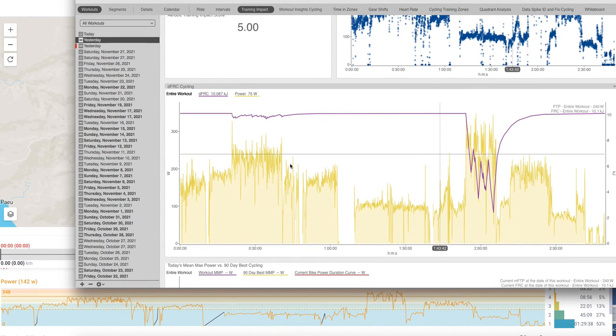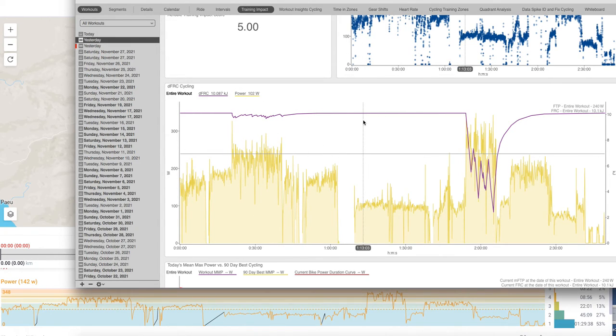And then here you can see how WKO5 measures what they call your functional reserve capacity. And this is similar to, not quite the same, but similar to W prime that you might see in Golden Cheetah, or if you look in the exercise physiology research, it's called W prime W balance. And this gives you an idea here of how these efforts were depleting my anaerobic reserves before being restored here as I rode easier.